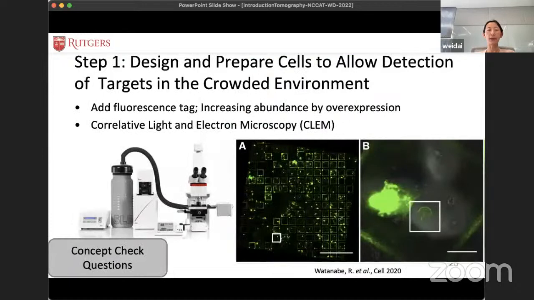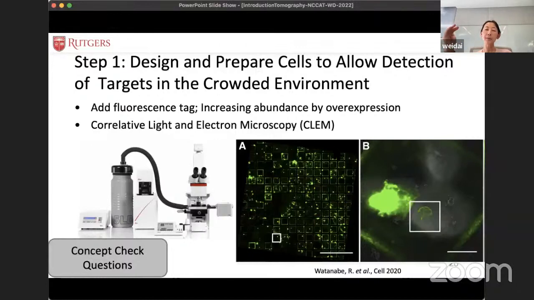So step one. For most cellular tomography projects, this is probably the most important step, I would say, because you want to make sure your experiment is very well designed so that you can easily track down your target. And very often people use, for example, overexpression to enrich your target so that you don't have a hard time finding them inside the cells. And in this particular project, they also took advantage of a mutation that has higher association with microtubules to increase the chance of finding those microtubules, okay?